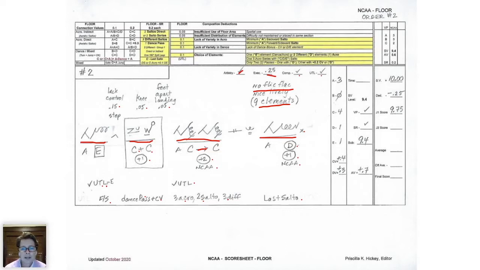She fulfilled her UTL. She had 3 A's, no B's, 4 C's, 1 D, 1 E, 4 tenths in connection value, 3 in DE for a total of 7 tenths from the 9.4, remember? 9.4 is the starting for college now. So she had enough to fulfill a 10.0 start, and my score was a 9.75. So that's good.